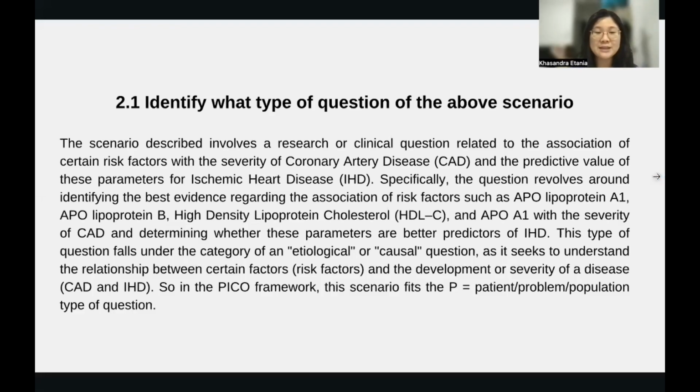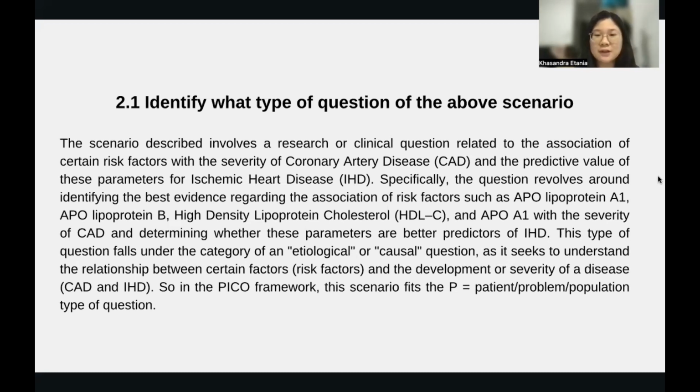Hello everyone, my name is Cassandra with my last three digits 152, and I will discuss question 2.1, that is, identify what type of question the above scenario is. So the scenario above described involves a research or clinical question related to the association of certain risk factors with the severity of coronary artery disease or CAD, and the predictive value of these parameters for IHD or ischemic heart disease.